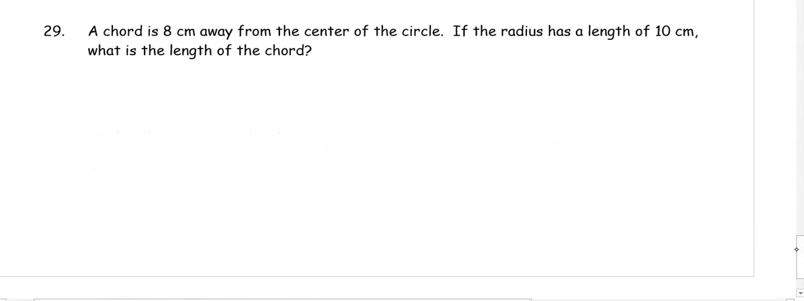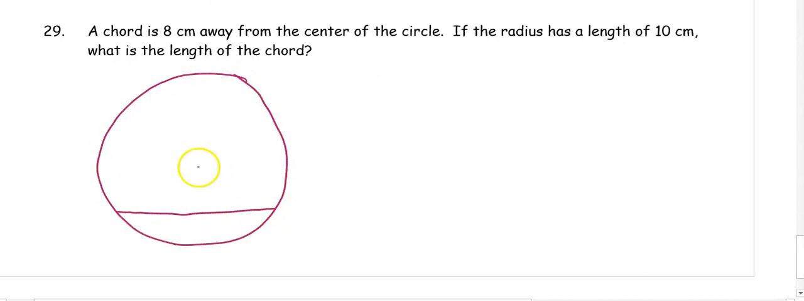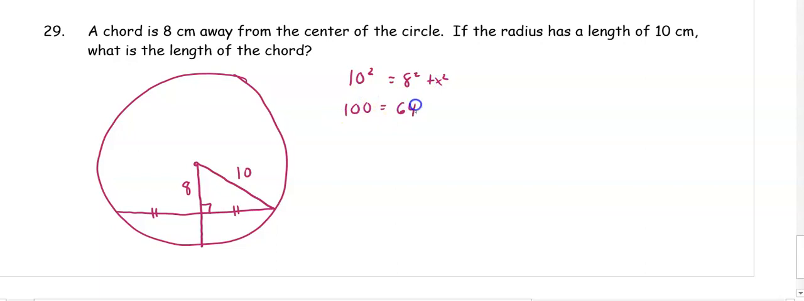Number 29, a chord is 8 centimeters away from the center of the circle. If the radius has a length of 10 centimeters, what is the length of the chord? So when we draw our circle, we have a chord, we have a radius going through it. So it's perpendicular and bisects that chord. We know that it's 8 away from the center, and we know that the radius is 10. So we can do Pythagorean theorem. 10 squared equals 8 squared plus x squared. 100 equals 64 plus x squared. 36 equals x squared. So x is 6. So each part of the chord is 6 and 6. So our whole chord length is going to be 12 centimeters.